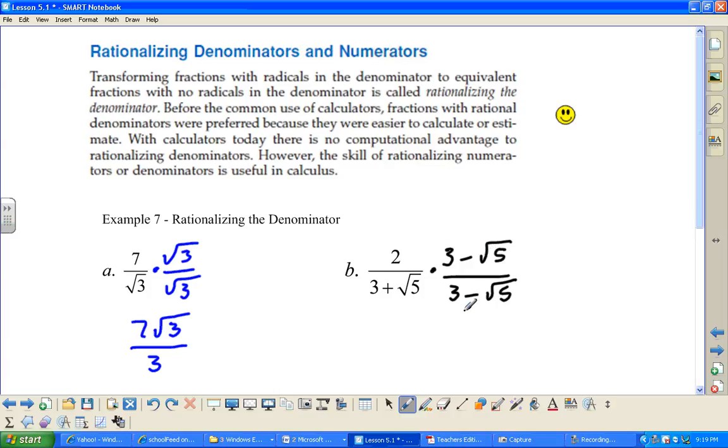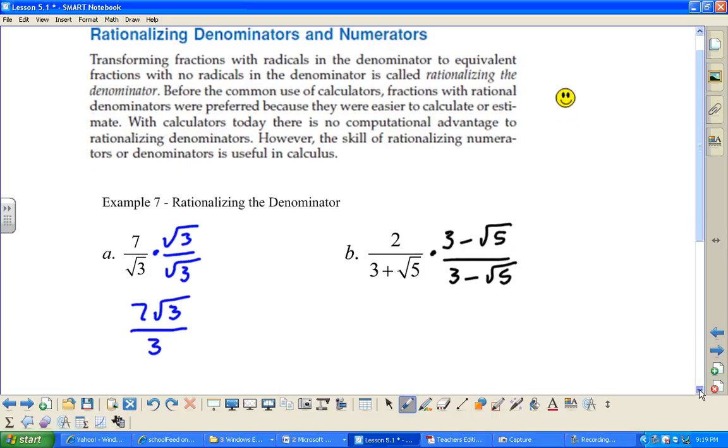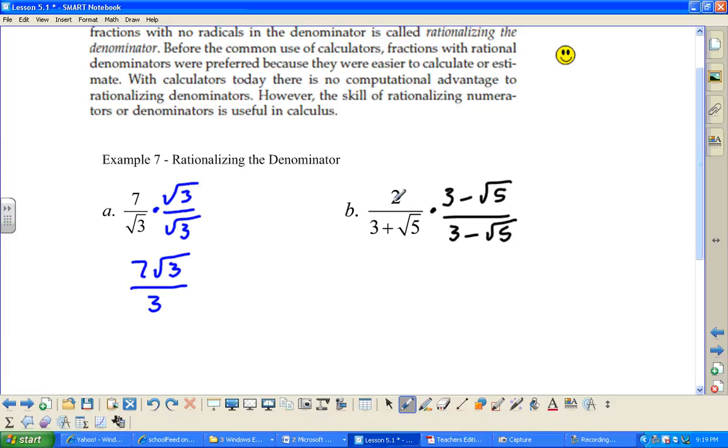So it's kind of like the difference of two squares. When you multiply the denominators together, then you'll have no middle term, which means that the radical will be gone there. So we distribute the 2 in the numerator. So 2 times 3 is 6, minus 2 times the square root of 5. And then in the denominator, we will have 3 times 3 is 9.